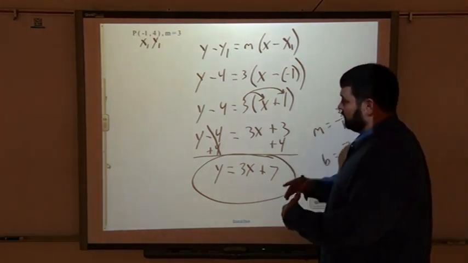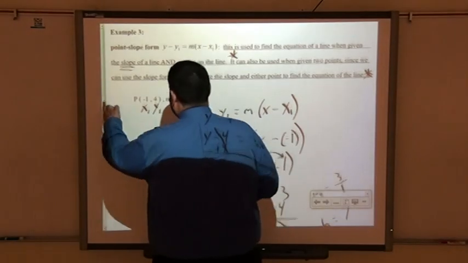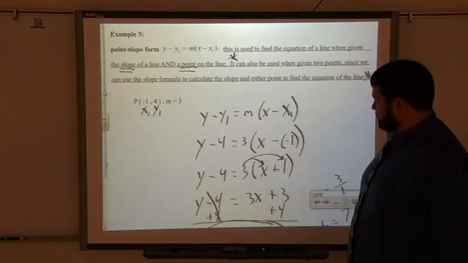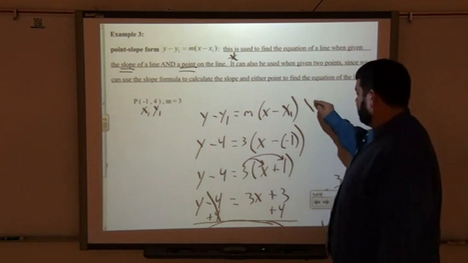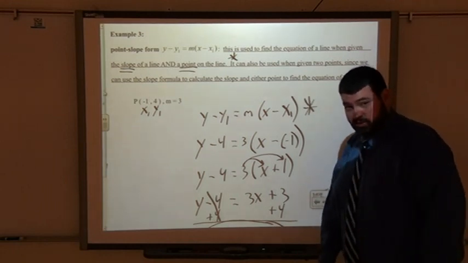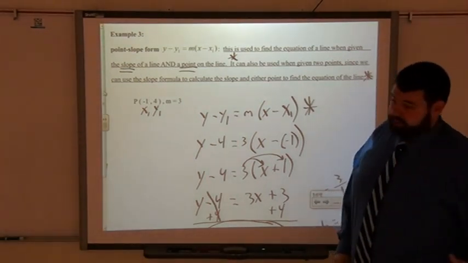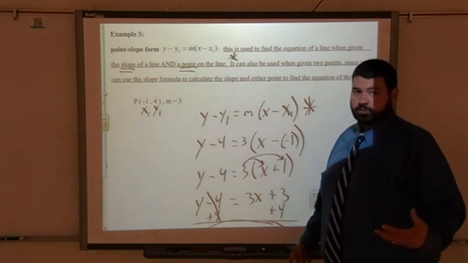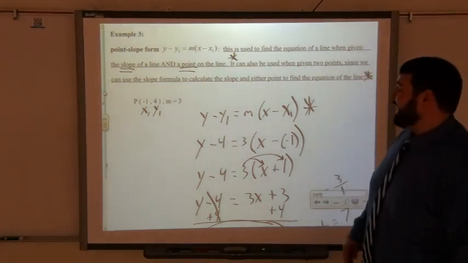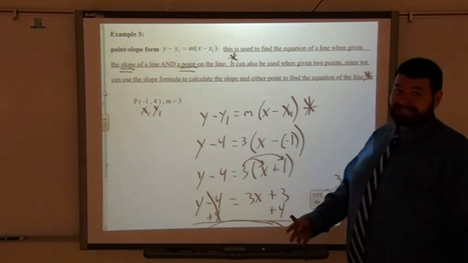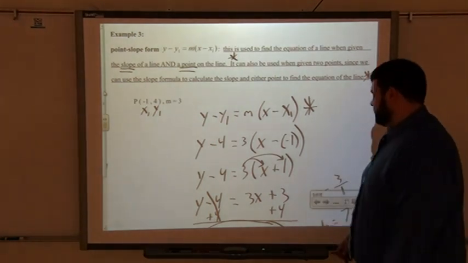So again, plug your slope, plug your point into the point slope form. Unfortunately, this will not be given to you on your SOL either. Good news is I haven't seen this type of question on the SOL in a little while. Okay, but I still want you to know how to do it, know how to see it, just in case something crazy might happen.